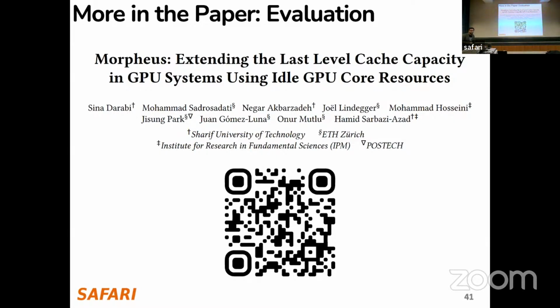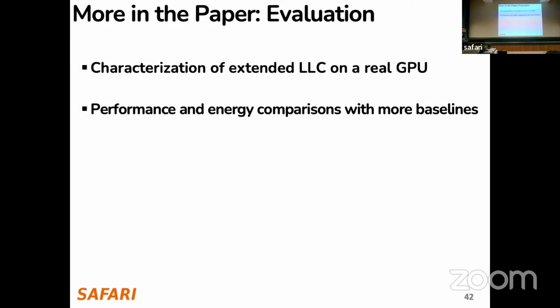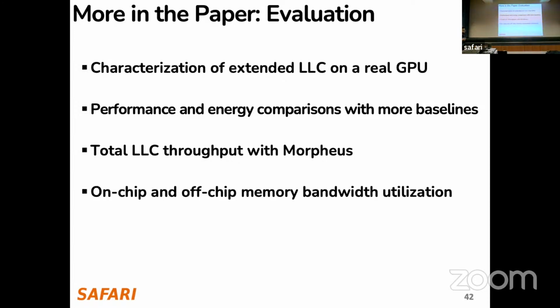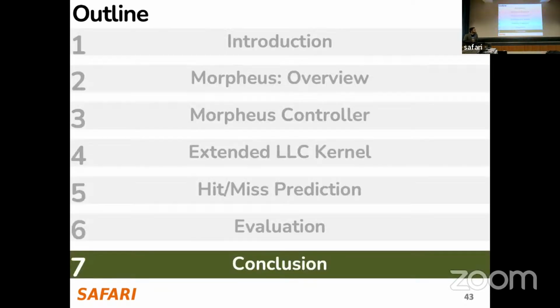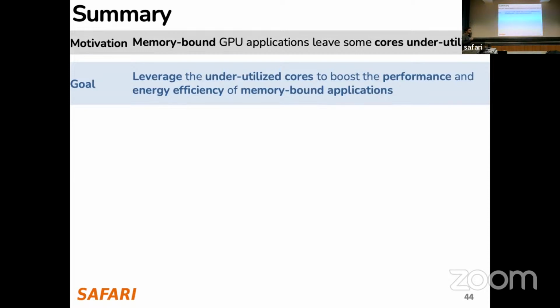So I think in conclusion, we can say Morpheus works quite effectively there, and we have a much more in-depth evaluation where we characterize every detail of this Morpheus proposal, including the extended LLC on a real GPU, performance and energy comparisons with multiple variants of Morpheus and more baselines, the total LLC throughput, on and off-chip bandwidth utilization, and then power overhead and memory overhead analysis. So let me conclude very briefly. We observed that memory-bound GPU applications leave some cores underutilized. Our goal was to leverage the underutilized cores to boost the performance and energy efficiency of memory-bound applications.